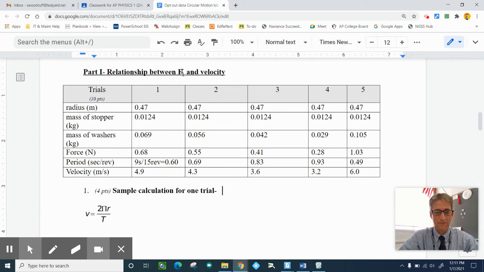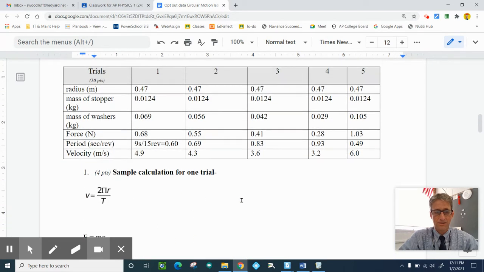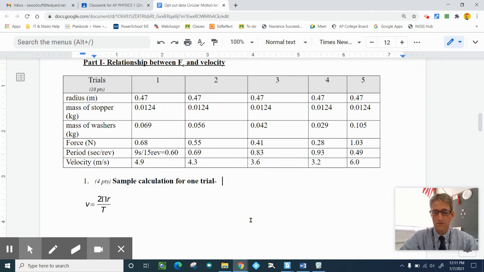So we're going to plot centripetal force versus velocity. Remember, I want to see one sample calculation, just pick one of each. Don't show me all of them, and make sure you include units.